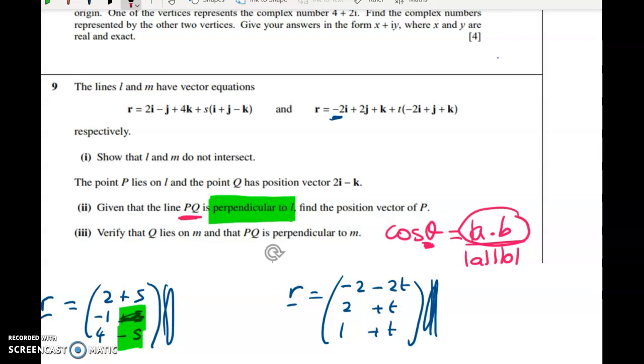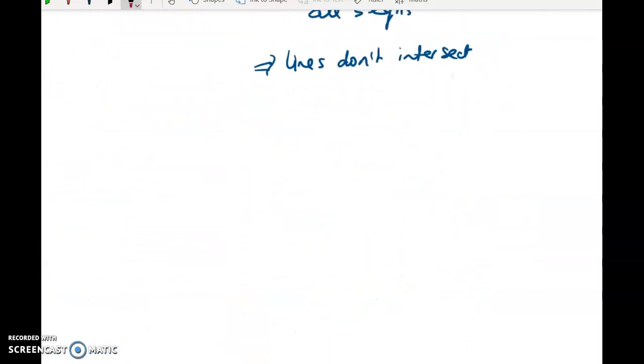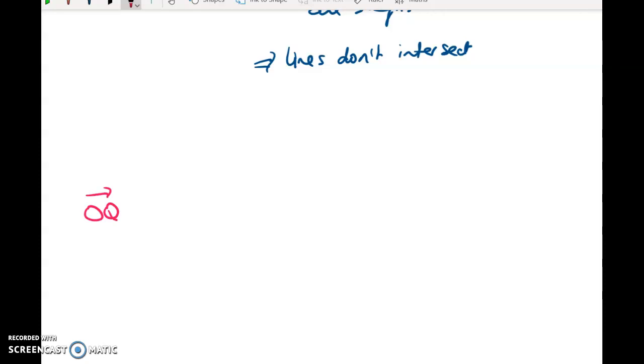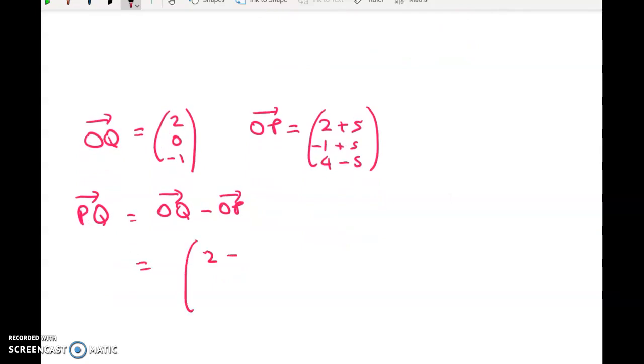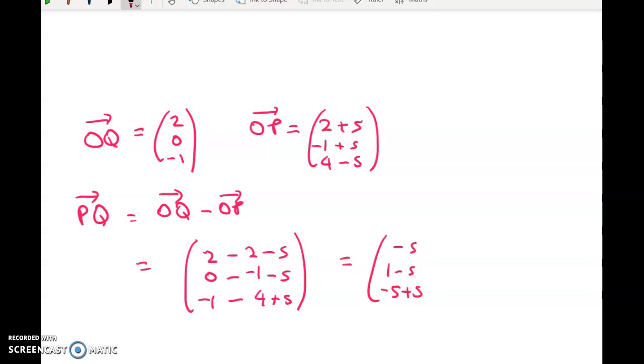We have to find what this line PQ is, and then we'll be looking at it with the direction vector coming out of this line here. So we can't do the dot product thing just yet. So what have we been told? Well, we know that the position vector OQ is equal to (2, 0, -1). And we know that the position vector of OP, because it's a point on that line, will be (2 + S, -1 + S, 4 - S). That means that the line through points P and Q, we can find it like this. So it's 2 - (2 + S), 0 - (-1 + S), -1 - (4 - S). Be careful with that working. And we get (-S, 1 - S, -5 + S).